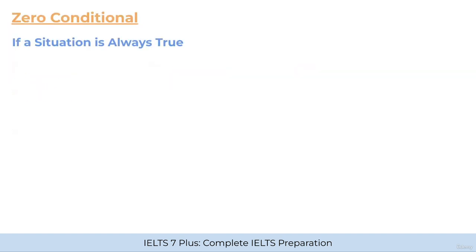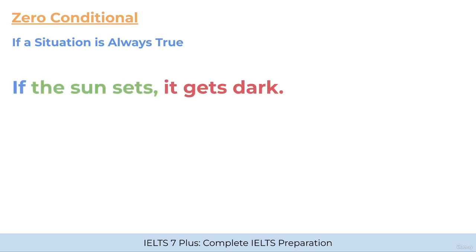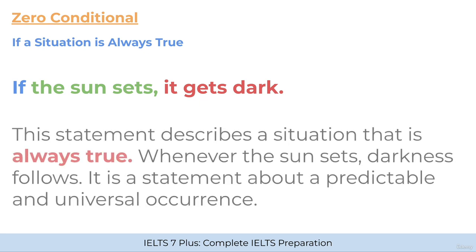Okay then, and this interlinks with what we've been talking about, situations that are always true. If the sun sets, it gets dark. This is an undisputed fact. When there is no sun, darkness then follows. It's predictable, it's universal, everybody can agree on this one. And you see that present simple in the first part and in the second.